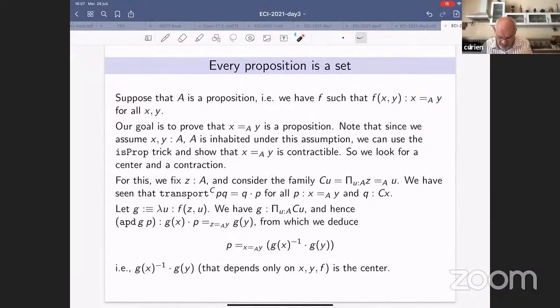Something is a bit strange here. It maps, yes. Maybe there's a typo here. Is there a typo? So what is the type of G? The type of G, okay, it takes a u of type A, good, and maps it to f of z u, which is a proof of z equals u.